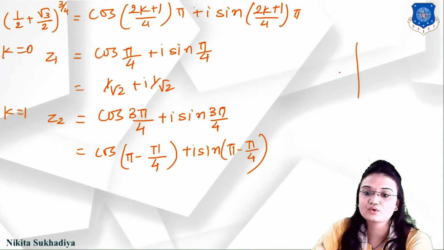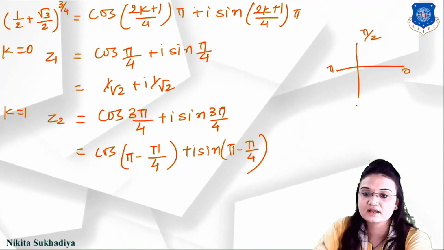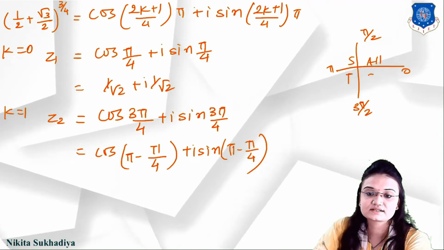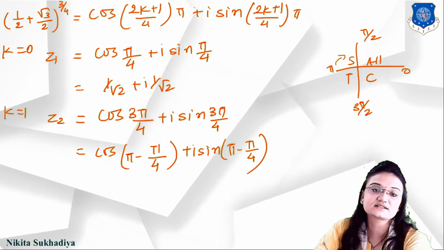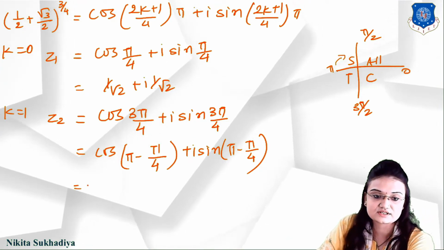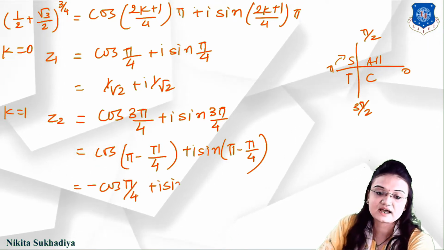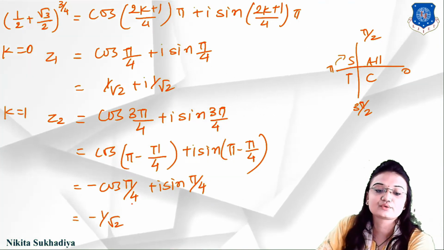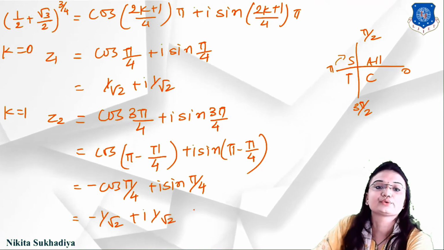Okay, and according to the All STC rule, this is 0, this is pi by 2, this is pi, and this one is 3 pi by 2. By the All STC rule, pi minus pi by 4 is something in the second quadrant. So in the second quadrant, sine is positive, cos is negative. So this is minus cos pi by 4 plus i sin pi by 4. So this is nothing but minus 1 by root 2 plus i 1 upon root 2.